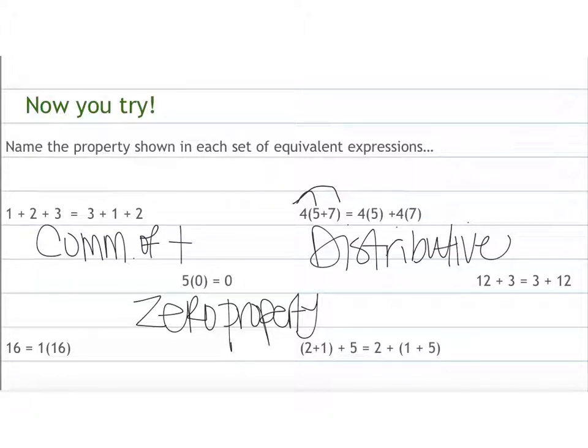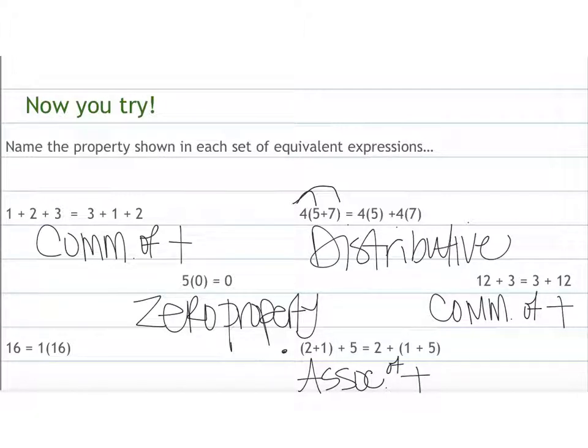12 plus 3 equals 3 plus 12, so that again is the commutative property of addition. This one, 2 plus 1 plus 5 equals 2 plus 1 plus 5. That's going to be the associative property of addition. And then we have 16 equals 1 times 16. So that's the identity property of 1.